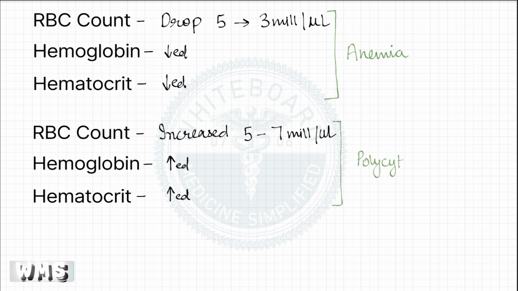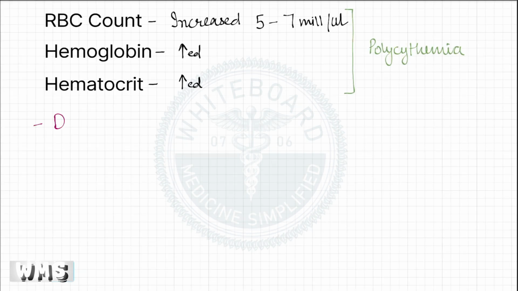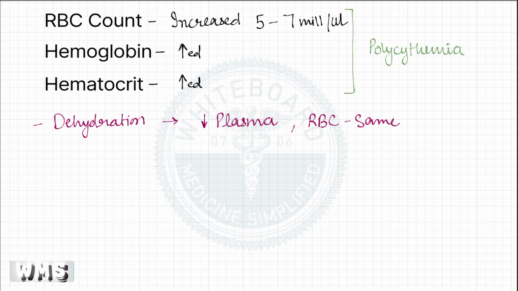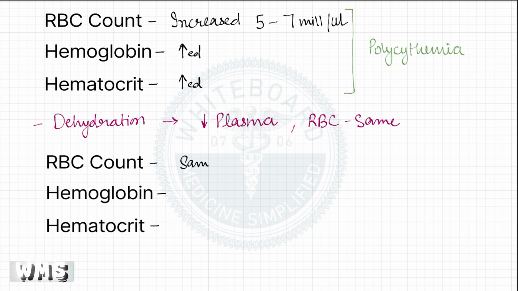This happens in polycythemia. Suppose in dehydration, plasma decreased but RBCs stay the same. In this case, the RBC count is the same, the hemoglobin concentration appears high and hematocrit also appears high. Hematocrit and hemoglobin go high even though the RBC number is unchanged.